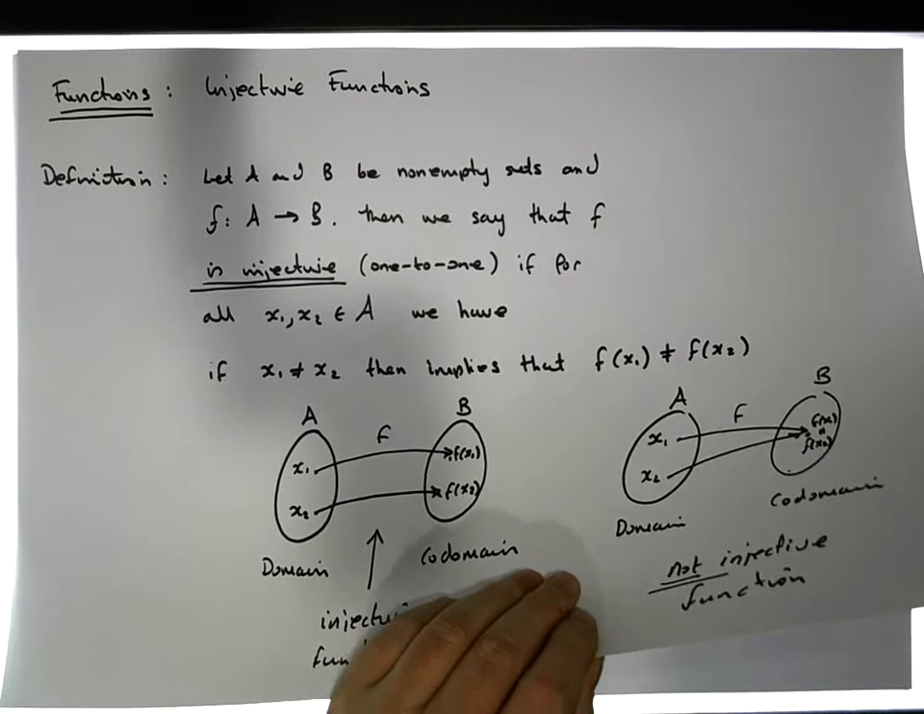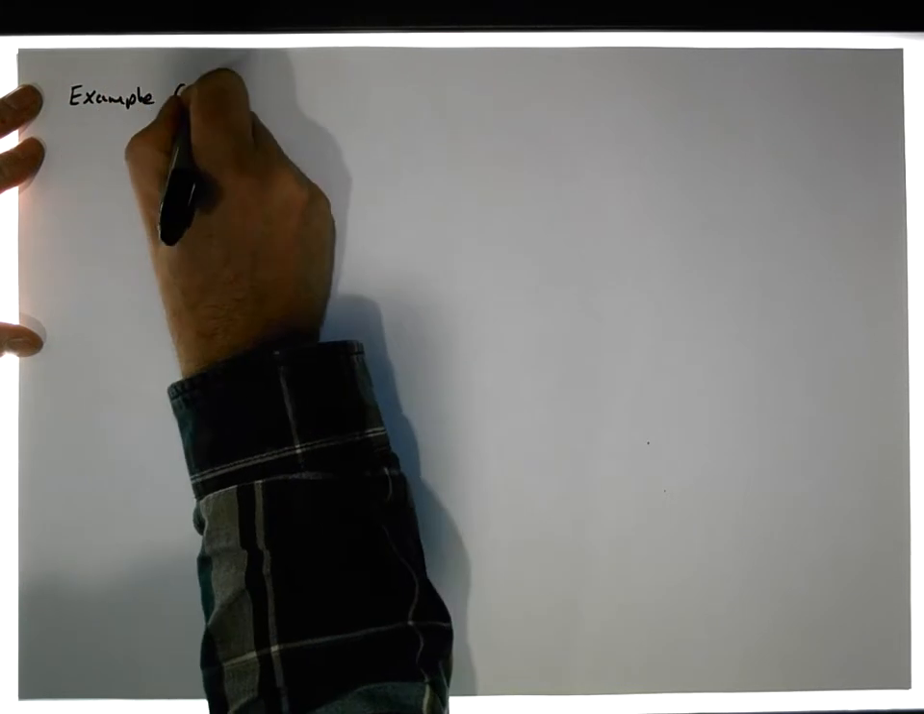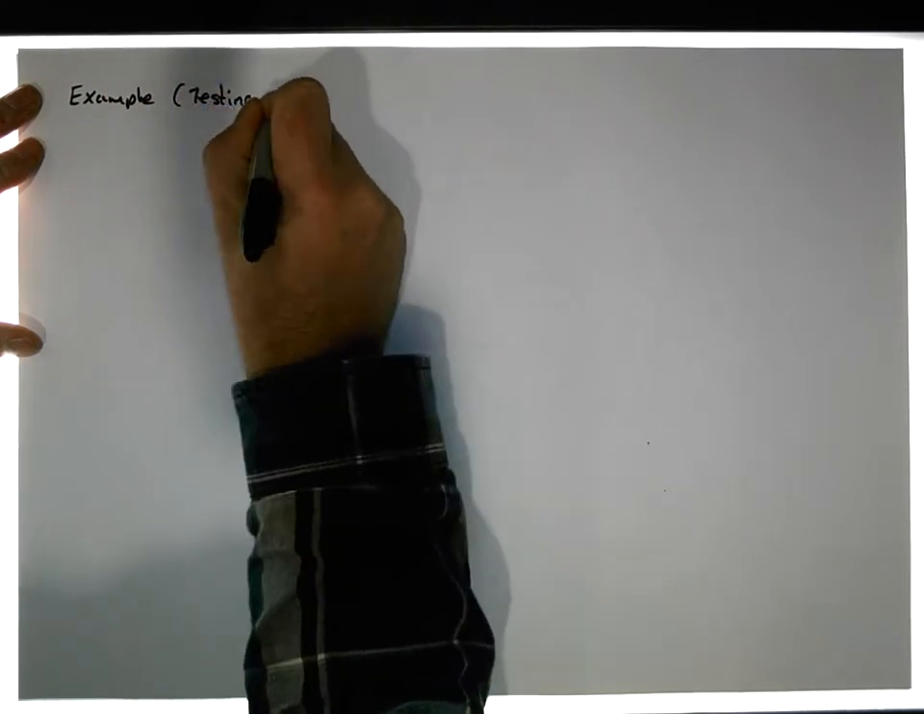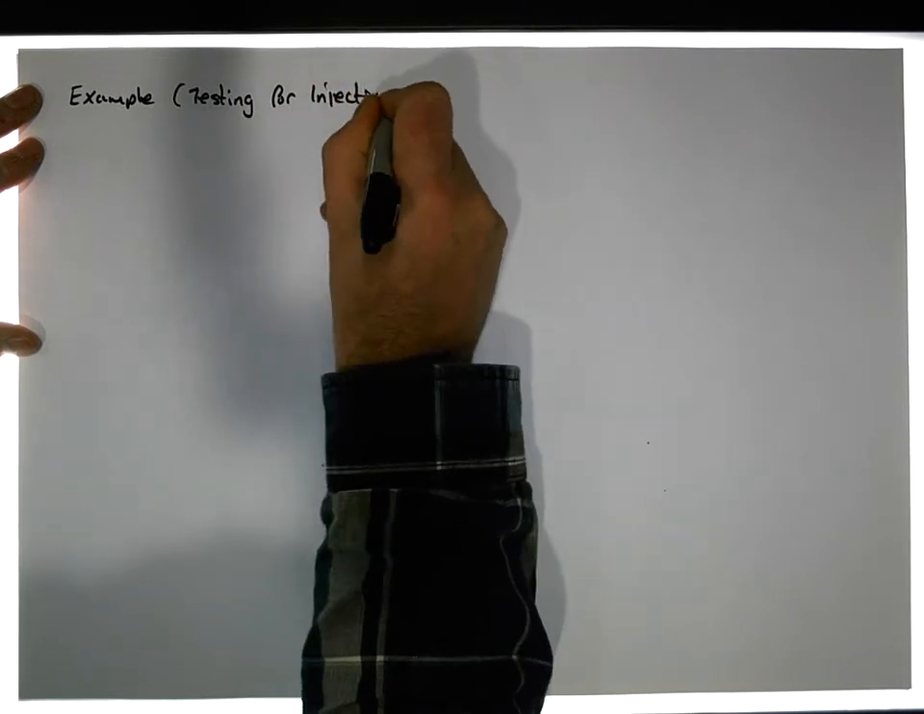function actually might look like, or maybe if we want to test to see whether a specific function is injective or not. Okay, so let's have a look at a specific example. Here's an example of us testing for injectiveness.